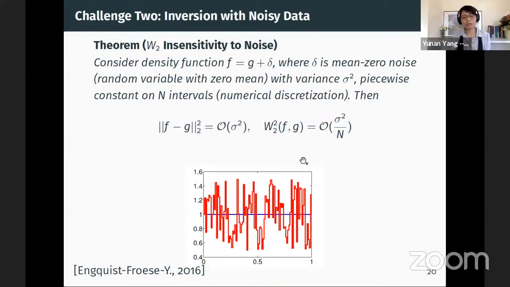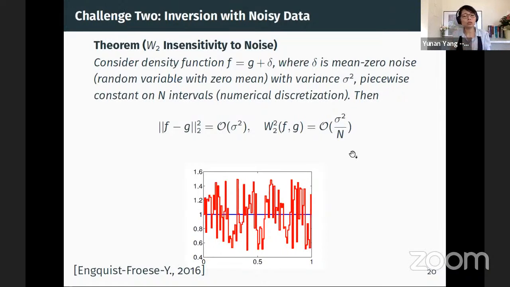Next, let's look at what happens if we change the way we compare, using the Wasserstein distance between F and G. We get a very different estimate. It's on the order of sigma squared over N. So frankly, it still depends on the variance. The bigger the variance, the bigger this estimate is. But at the same time, if variance is fixed, it's divided by N, which means the denser the noise is added, the smaller the Wasserstein distance we can see.